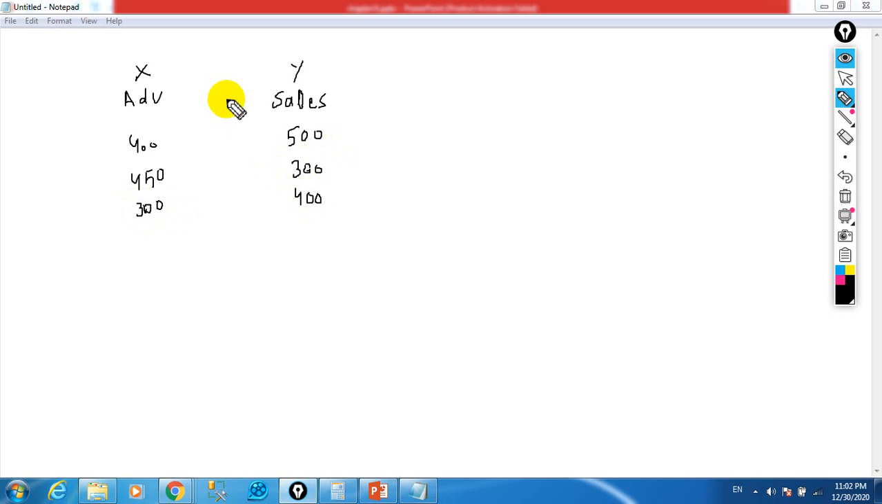$400. So in this case, the relation is not a constant relation. Look at this: at $400 advertisement, 500 is the sale. Here I have increased the advertisement from 400 to 450, but the sale decreased. Second, here I have decreased the advertisement but the sale increased. So now the relationship is not defined.